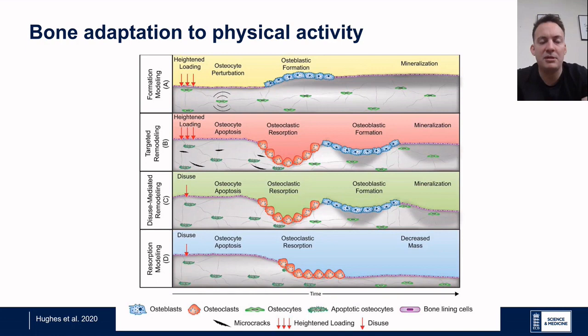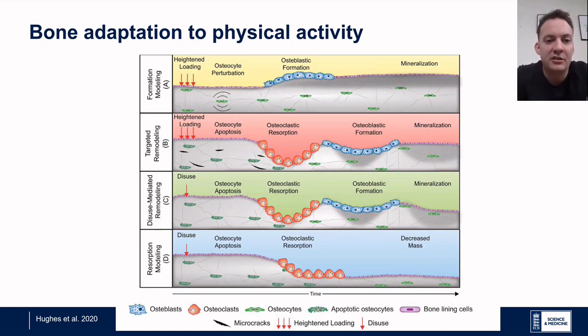So I'm going to take you through this diagram here just to show how these 4 pathways work. So firstly, at the top, we've got formation modeling. In this situation, we're in a mechanical environment where there's heightened loading. This heightened loading perturbs the osteocytes, who send out signals that they need greater bone to be deposited. Because of this signal, osteoblasts come to the site of greatest loading and they deposit bone down, which over time becomes mineralized and increases bone strength, therefore increases resilience to fracture.